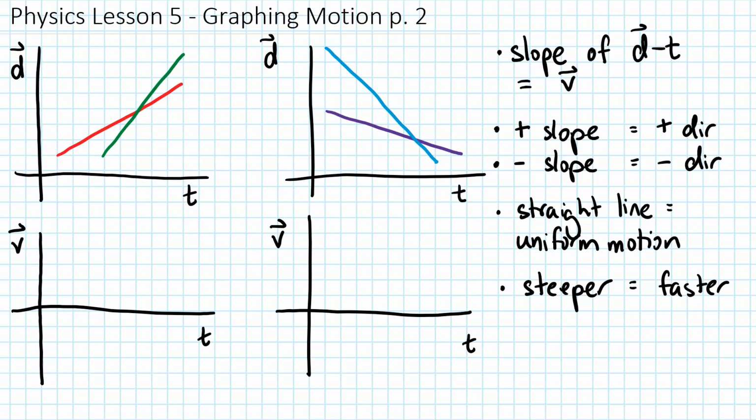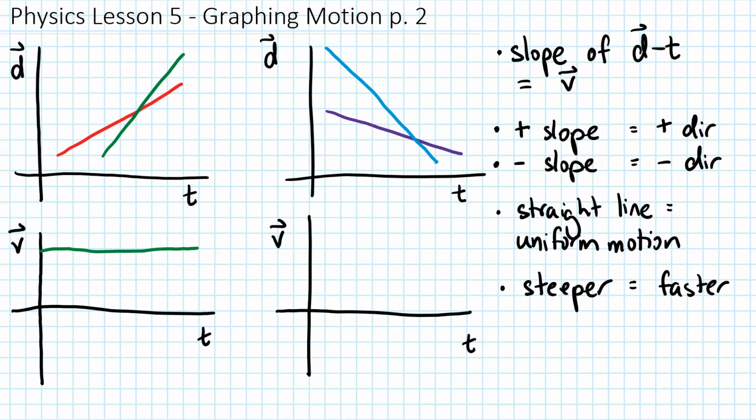Let's start with the graph on the left. So we have a red line and a green line. Notice that they're both sloping upwards. That means their direction, or their velocity, is going to be positive because they both have positive slopes. Now, which one has a steeper slope? The green line has a steeper slope, so the green line has the bigger velocity. So let's say the green line's here.